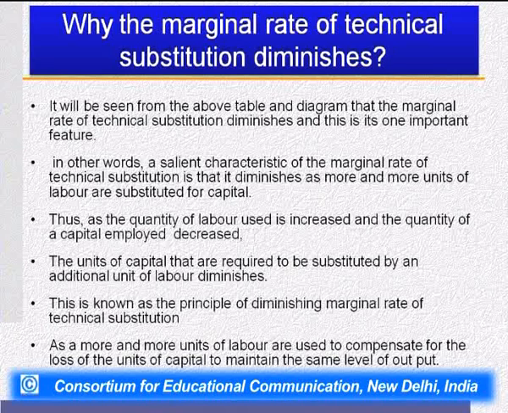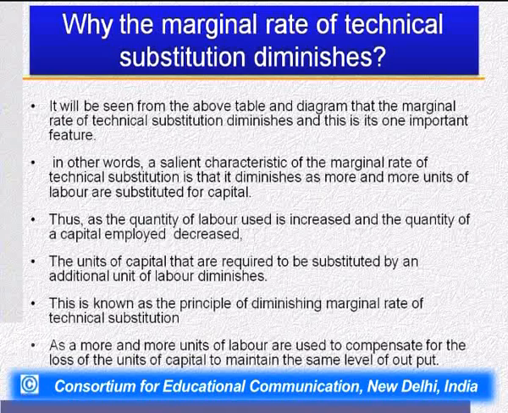Thus, as the quantity of labor used increases and the quantity of capital employed decreases, the units of capital that are required to be substituted by an additional unit of labor diminish, and this is known as the principle of diminishing marginal rate of technical substitution. So, what is the concept? What is the principle of diminishing marginal rate of technical substitution? The units of capital that are required to be substituted by an additional unit of labor diminish, as more and more units of labor are used to compensate for the loss of the unit of capital to maintain the same level of output.